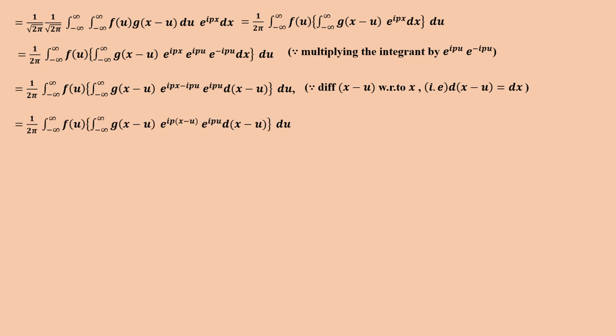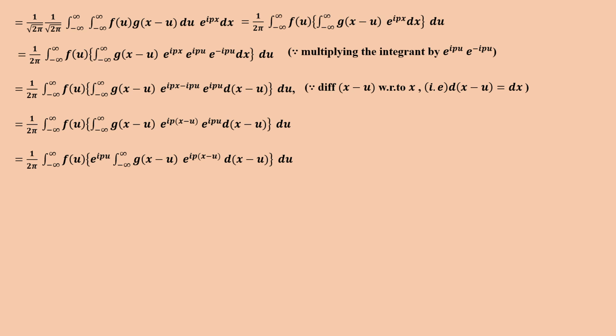So that is equal to 1 by 2 pi integral from minus infinity to plus infinity f of u, integral from minus infinity to plus infinity g of x minus u e power ip, that is ip is common, so take it outside, e power ip(x minus u) into e power ipu d of x minus u du. That is equal to 1 by 2 pi integral from minus infinity to plus infinity f of u. So with respect to the inside integral, that is with respect to d of x minus u.